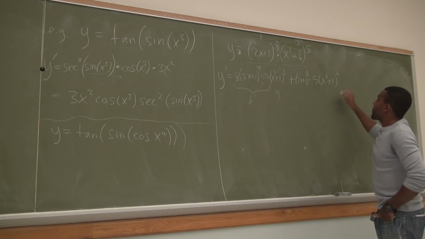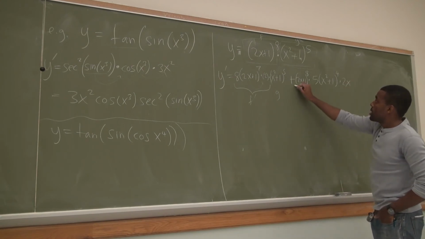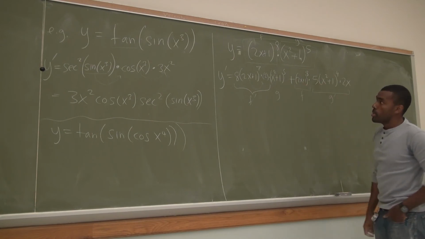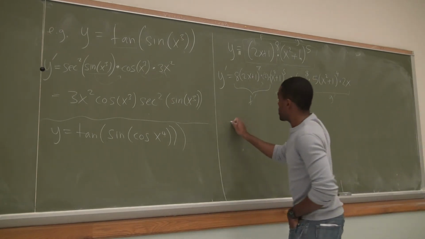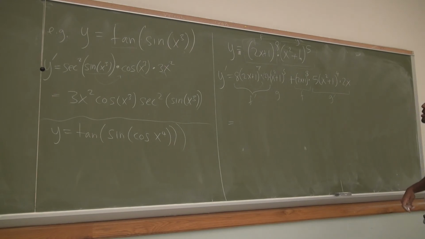Just more. 2x. 2x. And this is the f times the g prime. But now we can simplify, right? You would be expected to simplify. Multiply 8 times 2. Well, we can actually just factor stuff out and it'll make it easier. Just start factoring stuff out. So what are our common factors?